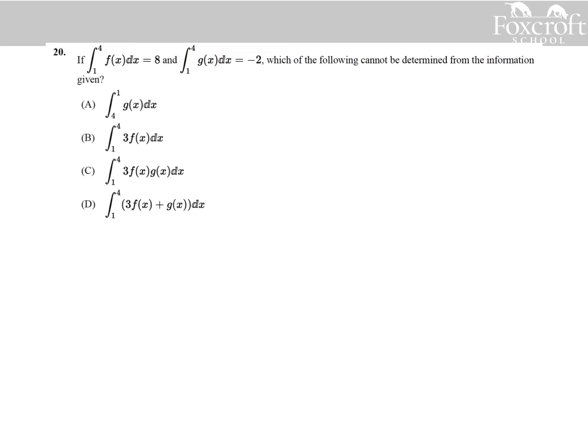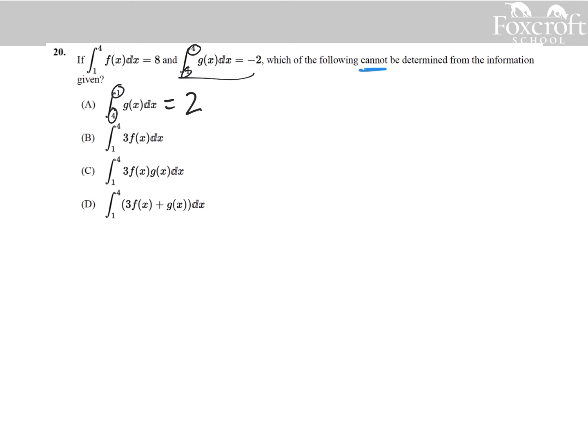Now, if we know the integral from 1 to 4 of f and the integral from 1 to 4 of g, which of the following cannot be determined? Well, the first one, if you compare this to the first part, the only difference is those bounds are switched. And if you switch the bounds, you just get the same value but negative. So that would just be 2.